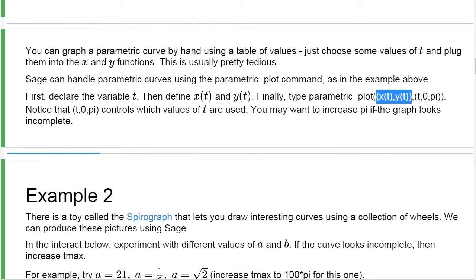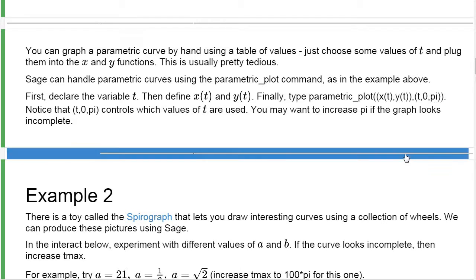which you need to previously define, the x and y functions. And then a comma, and this thing tells it what t values to use. Of course, it doesn't have to be t. You can define x and y as a function of w or whatever. This specifies the variable. This is where your variable is going to start, and this is where the variable is going to stop. And you can change that, of course.